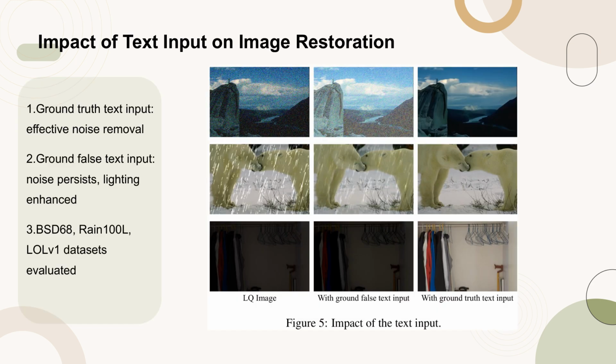Figure 5 illustrates the impact of text input on image restoration tasks. The first row showcases image denoising from BSD68 with a noise level of sigma equals 50. When ground truth text descriptions are used, such as the image is well lit, no rain streaks detected, the image has Gaussian noise degradation and the noise level is high, effective noise removal is achieved.